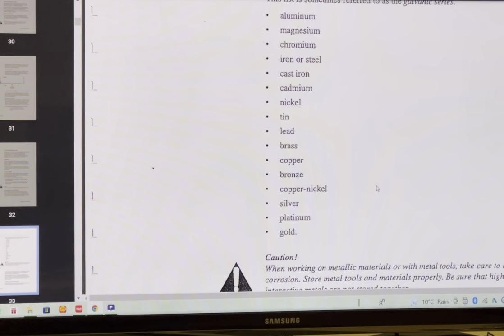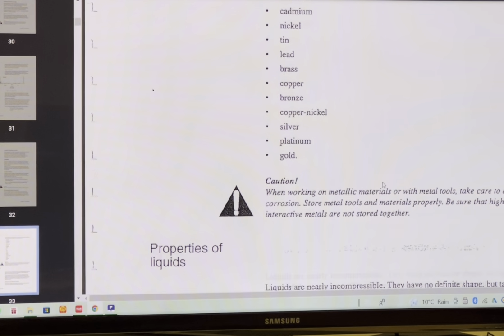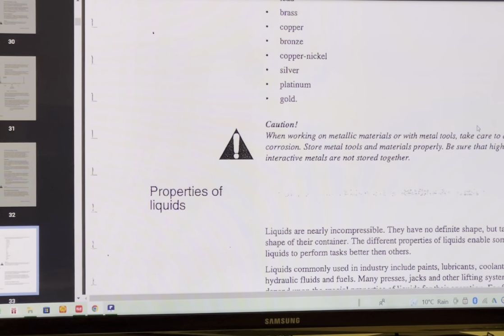Okay, understand? So why do I spend a lot of time talking about this? Please watch this video again and again, write it down here. Caution: every time you write the 135 millwright examination, there are always these questions. Caution: when working on metallic material or with a metal tool, take care to avoid corrosion. Store metal tools and material properly. Be sure that highly interactive metals, interactive meaning chemically reactive, are not stored together.